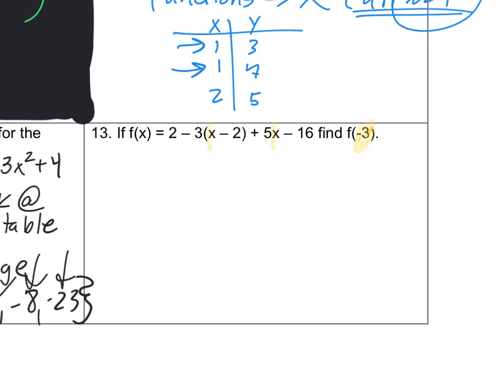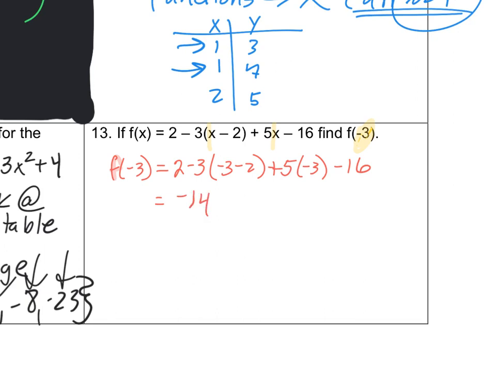So if I were to do it by hand, then I would say f of negative 3 equals 2 minus 3, parentheses, negative 3 minus 2, plus 5 times negative 3 minus 16. And you can do that all in your calculator. When you plug that in, you'll get negative 14.